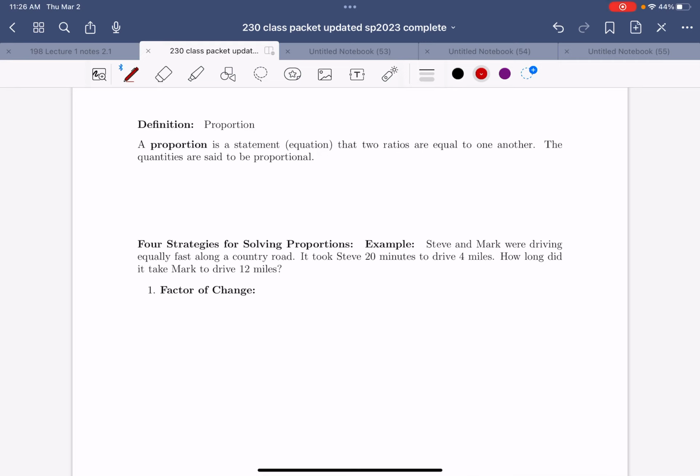If I was writing this down, I would have something like A over B is equal to C over D, right? So I have two ratios, they are equal, and they have an equal sign between them, okay?